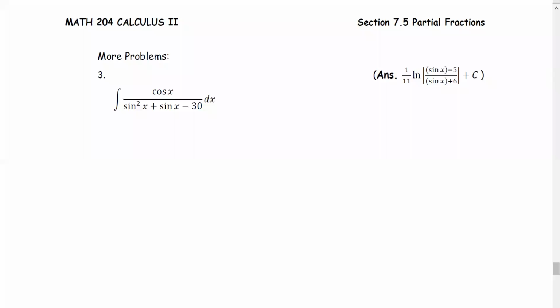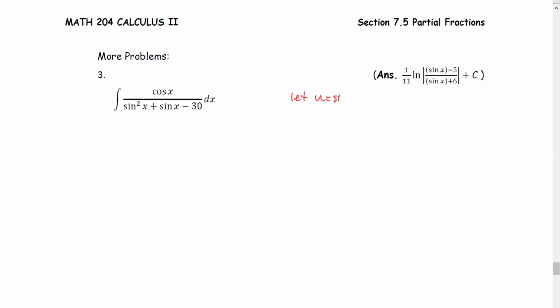Let's look at a problem that involves more than one technique to find the antiderivative. For number 3, we have the integral of cosine x divided by sine squared x plus sine x minus 30. We're going to use the u-substitution technique combined with the partial fraction technique.